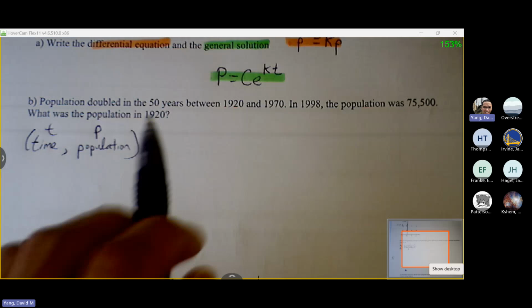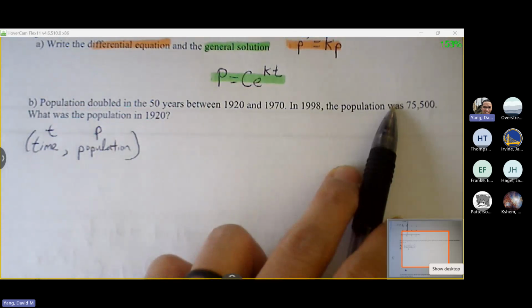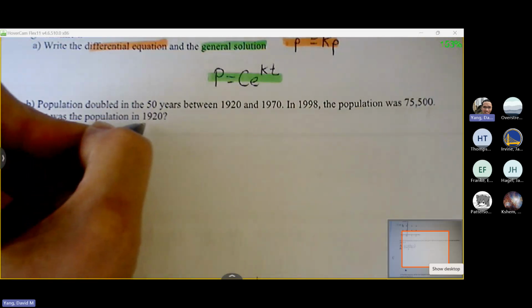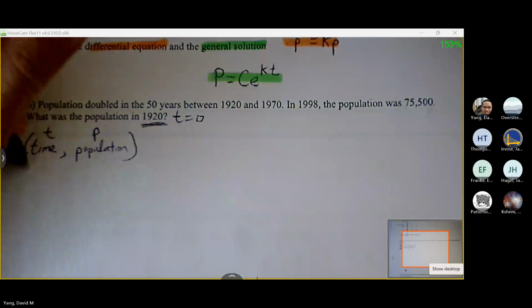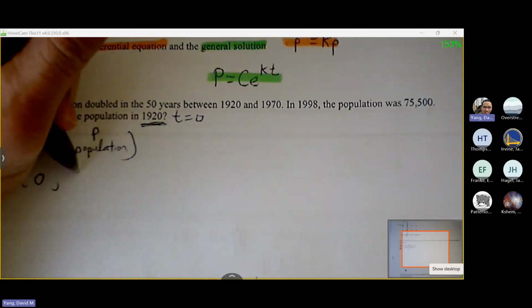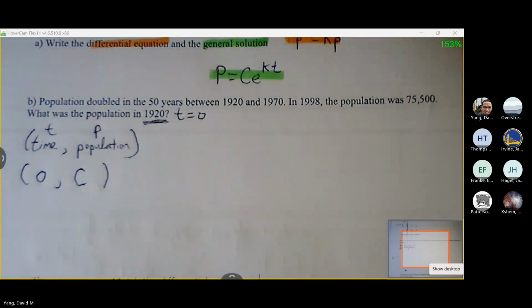Population doubled in 50 years between 1920 and 1970. In 1998, the population was 75,500. What's the population in 1920? So I like to pick out the earliest time and call it T equals 0. So in 1920, we know there's some starting population. We don't know what it is, and that's what we're looking for.